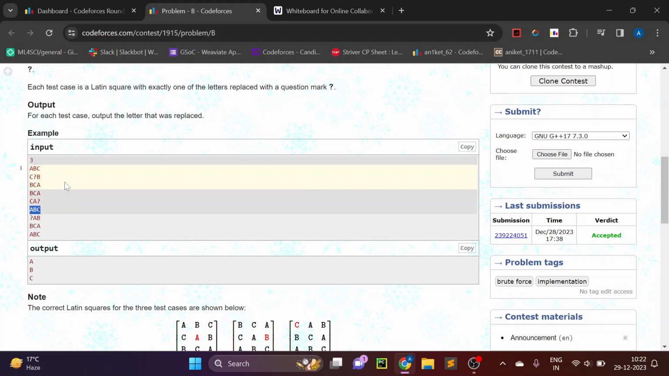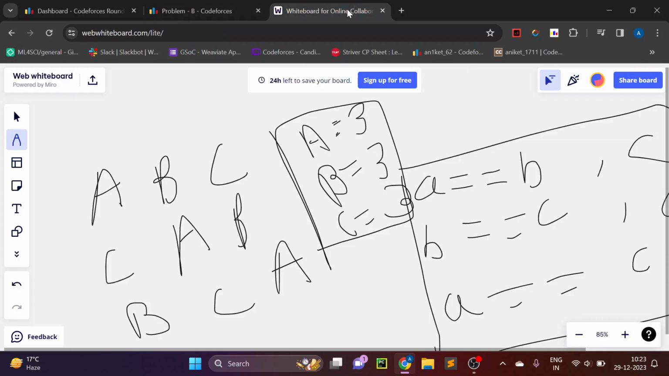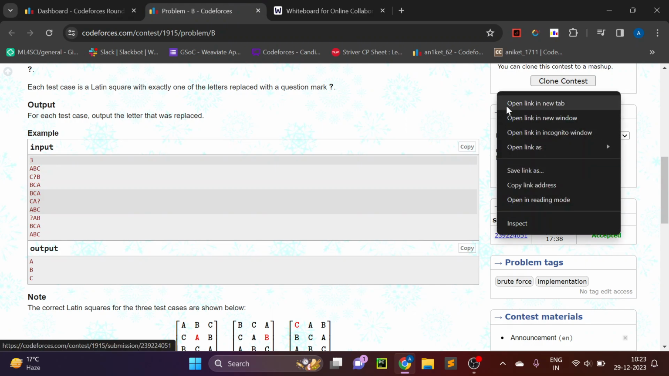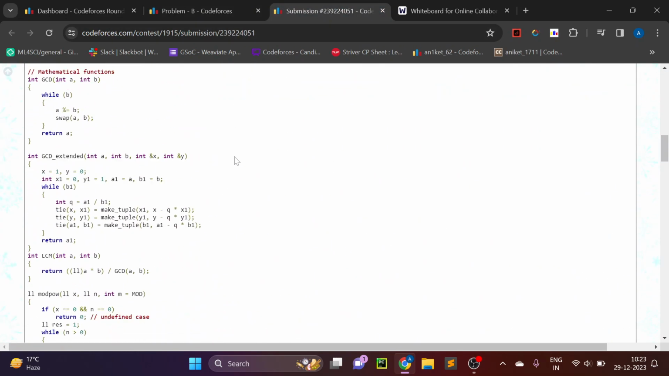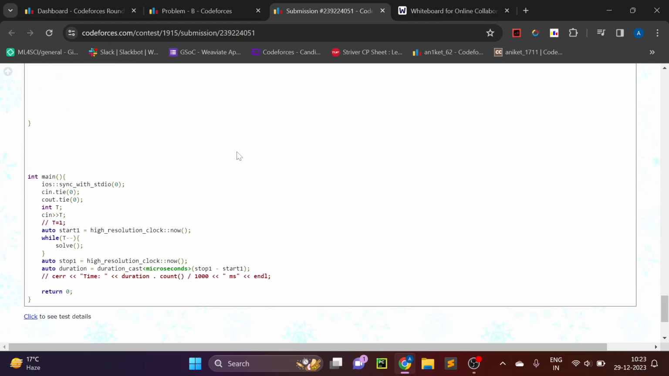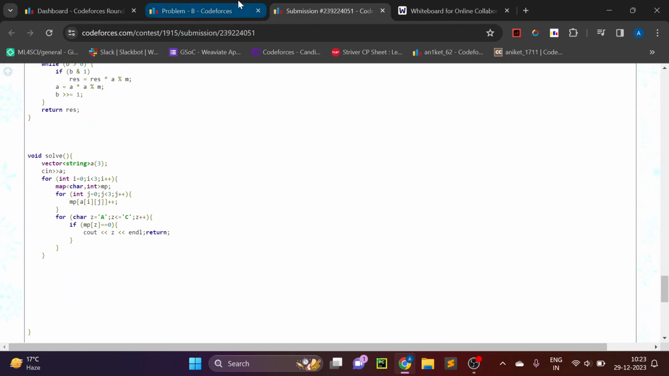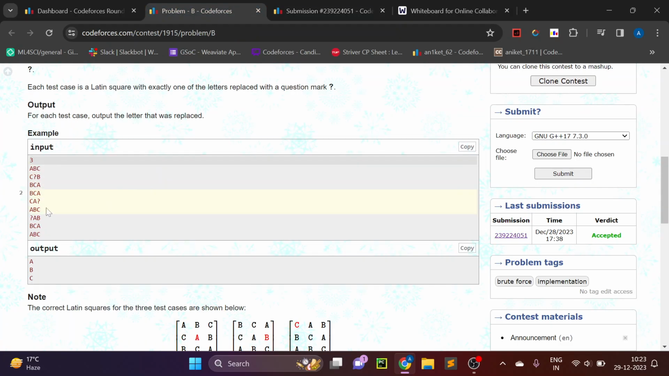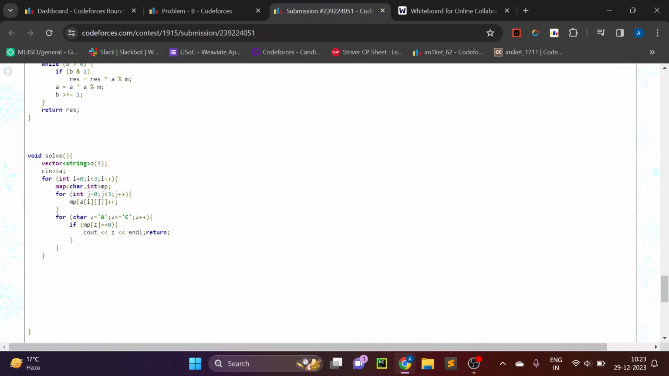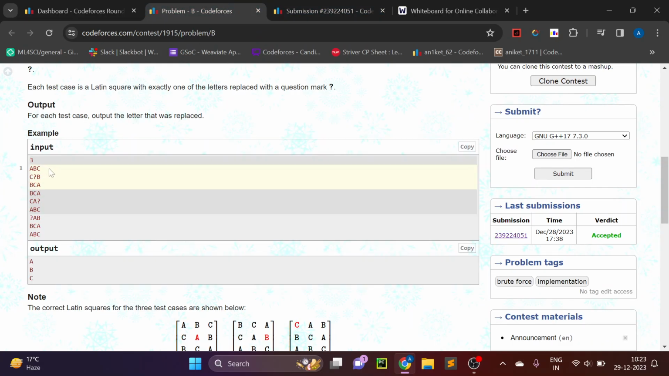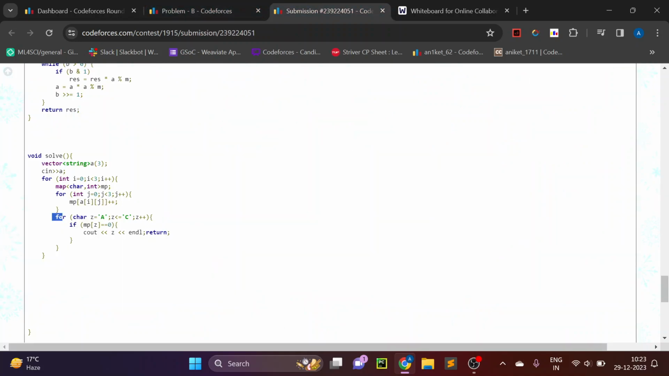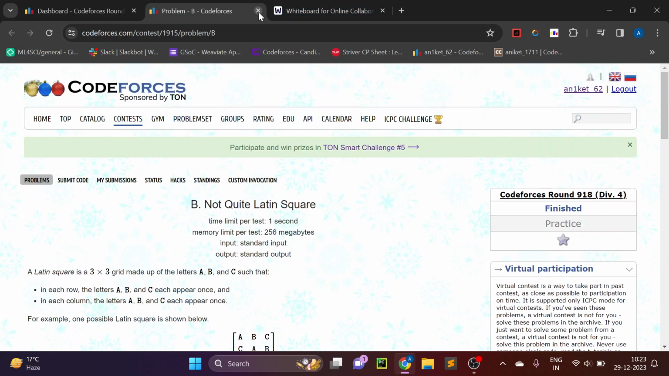but the occurrence of B is 2. So replacing the question mark with B makes the occurrence of B equal to 3. For implementation, you can just use a simple character to int map, but I used another approach, which is to iterate through each row and calculate the occurrence of A, B, C, and whichever has zero occurrence, I will just return that character. So this was the solution for the second question.